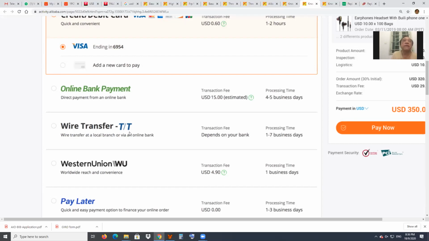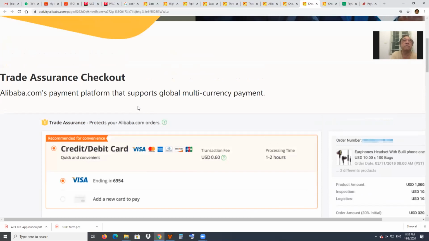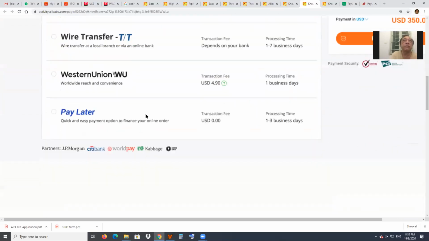Okay, and before you do that, you have to check what is the transfer account that you need. You don't transfer to the vendor directly. You transfer to Alibaba trade assurance. They will have something there, all the information will tell you, or you pay by Western Union.